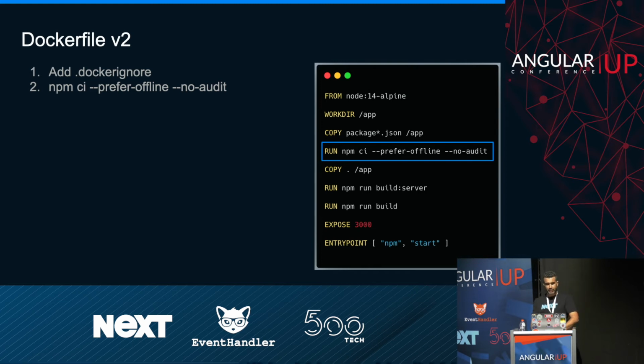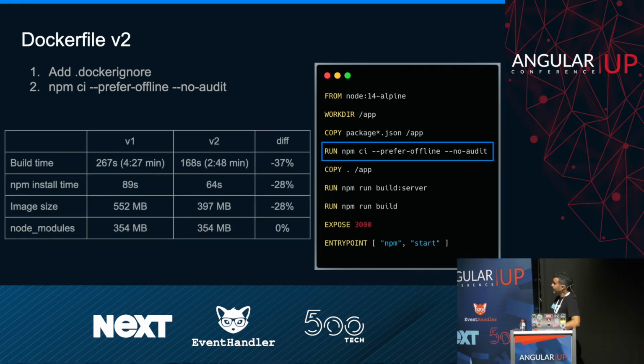So in the next version of my Dockerfile, the first thing is that I add the .dockerignore file, and the second, I add the npm clean install with the 2 flags. You can see the changes in the blue border. I didn't update Angular to the next version because I checked it on the RC version, and I don't want to work on the RC version. So the build time was improved by 37%. The npm install phase took me now only 64 seconds, 28% of improvement, and also the image size improved by the same percent.